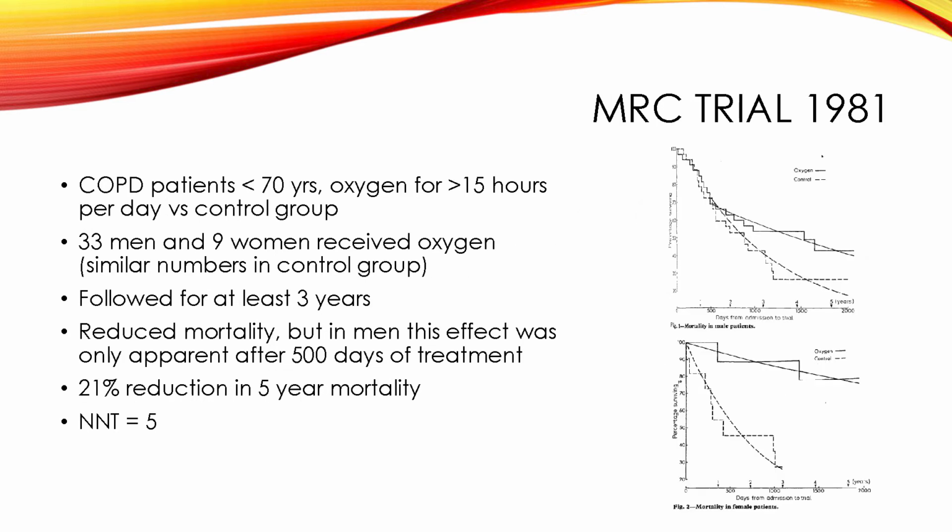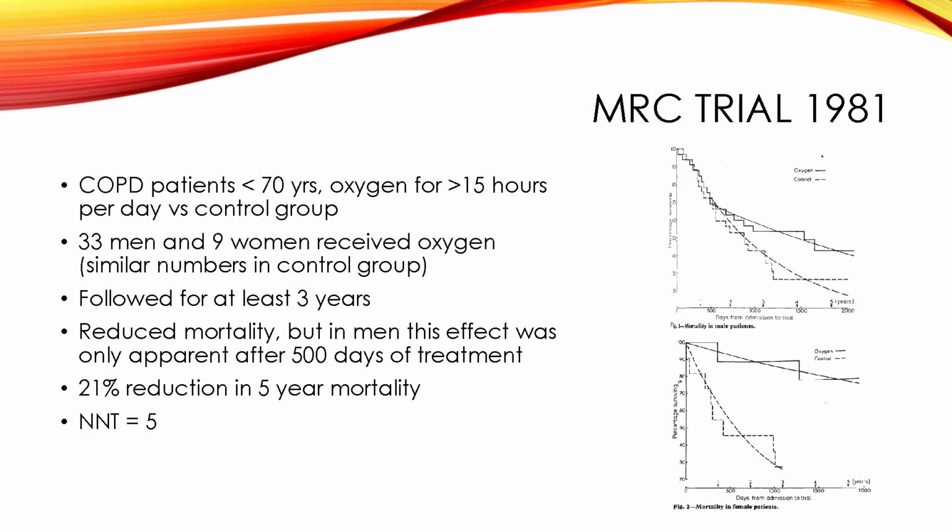Shortly after this came the MRC trial in 1981. And this recruited COPD patients under the age of 70 and gave them oxygen for more than 15 hours per day or no oxygen. The numbers were much smaller. So in the oxygen group, there were 33 men and 9 women, and similar numbers in the control group. And they followed them for longer, for at least 3 years. They again showed a reduced mortality, but in men, this effect was only apparent after 500 days of treatment, so after 18 months of treatment. In women, the effect was apparent much earlier, but remember there were only 9 women in each group. So after 5 years, the mortality reduction was 21%, and their number needed to treat was 5, so again quite low.